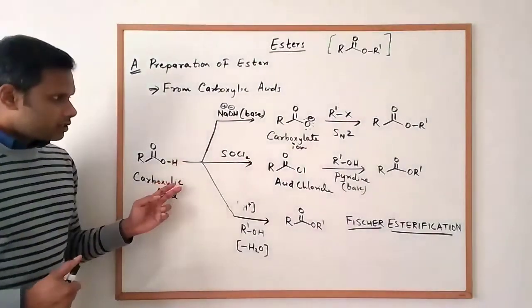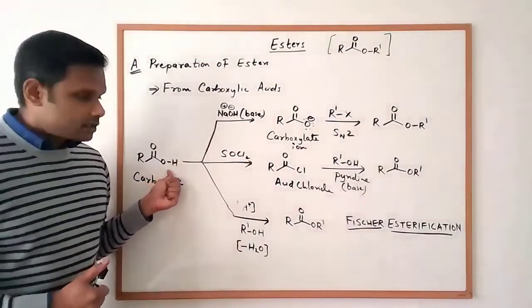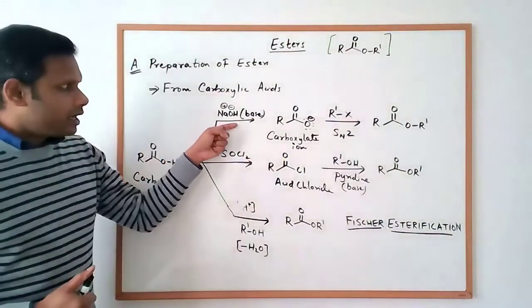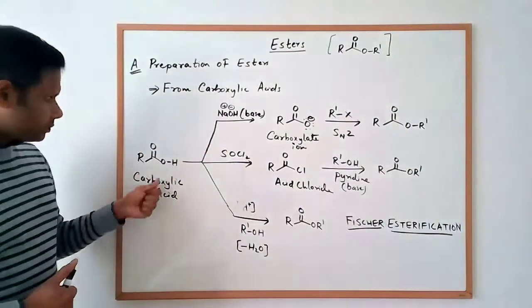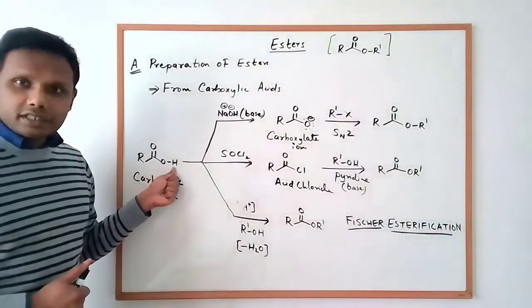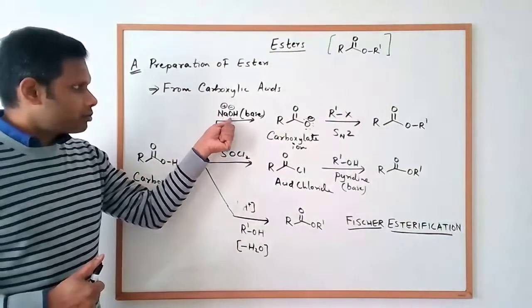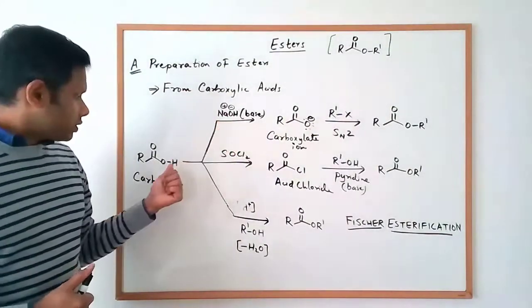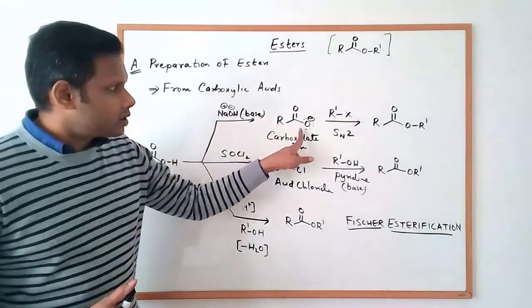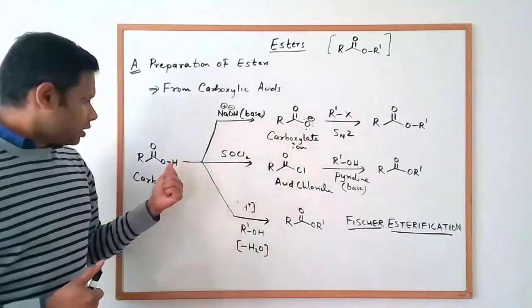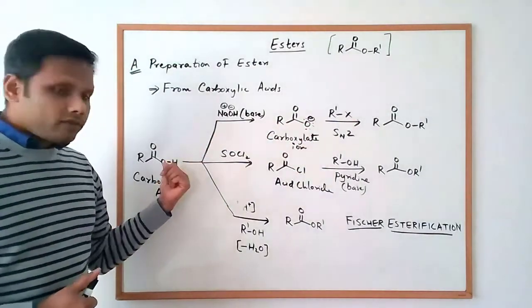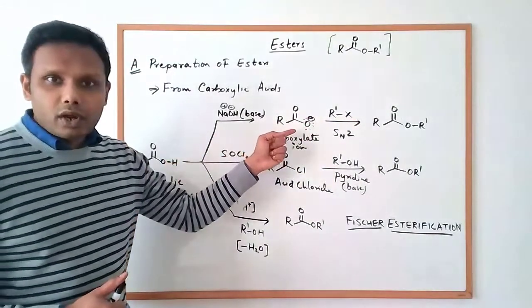One possibility here is to take the carboxylic acid and then react it with a base, an example being sodium hydroxide. Since you have an acidic proton here, when you react the carboxylic acid with a base, it will convert the carboxylic acid into the carboxylate ion. So you get a carboxylate ion, which is the conjugate base of the carboxylic acid. That's what the carboxylate is.